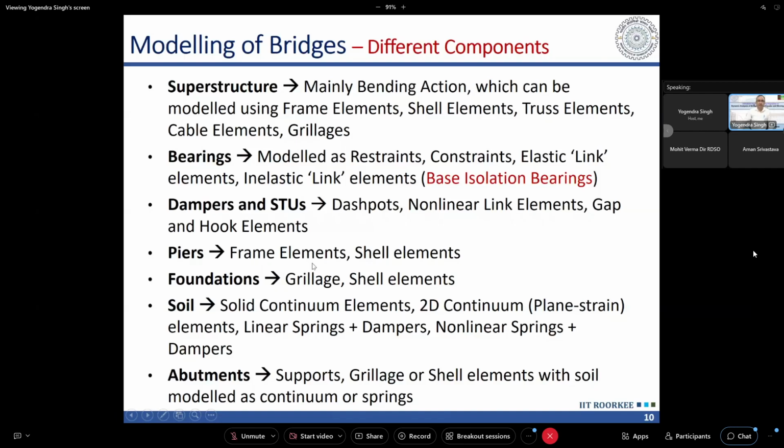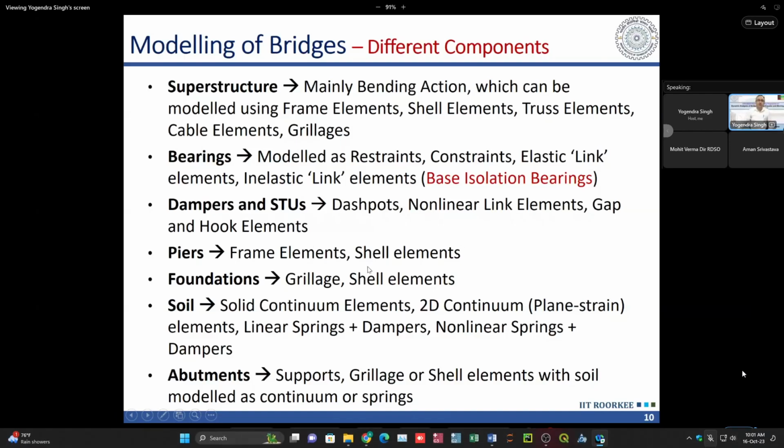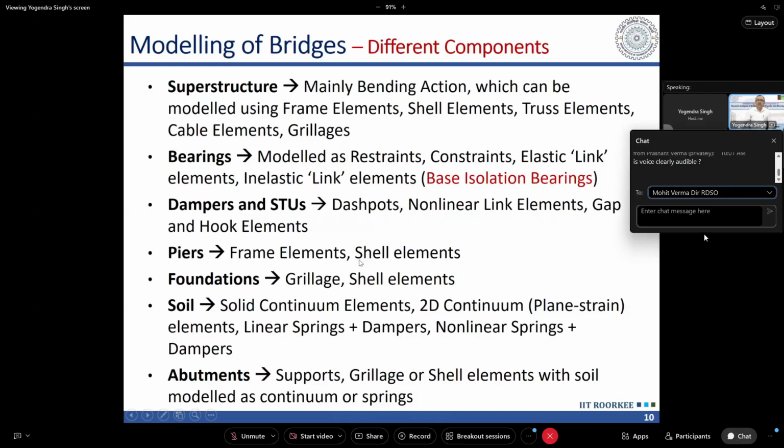Generally we use frame elements, but in the case of wall type piers, we can even use shell elements. In one of the damage photographs that I have shown, there was shear failure, because the dimension of the pier in that direction was larger, and it was acting like a short column in that direction, and due to that the failure in shear occurred. If that type of situation is there, we have to model the pier using shell elements.